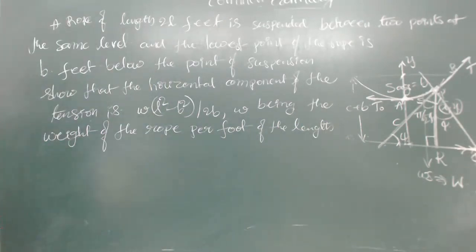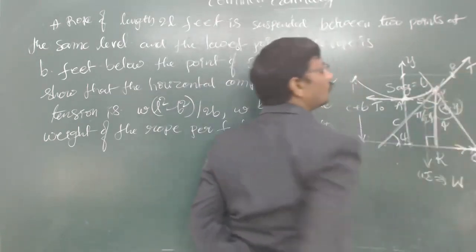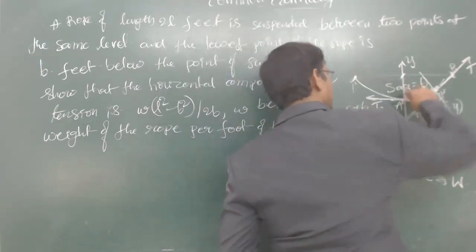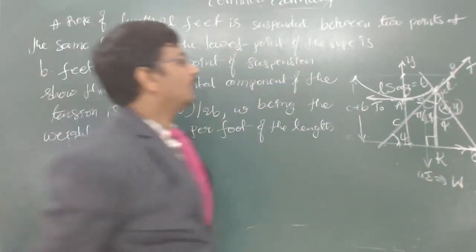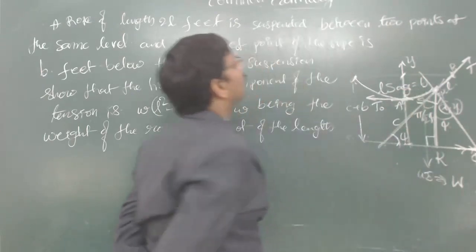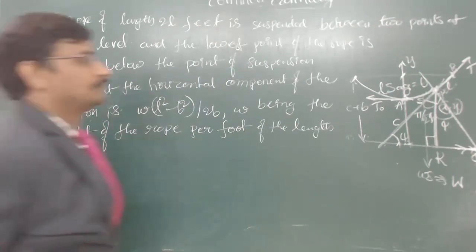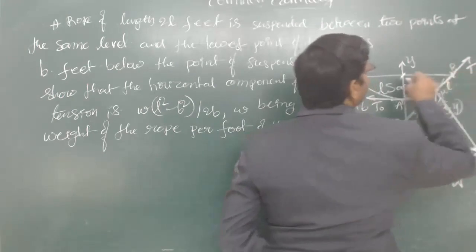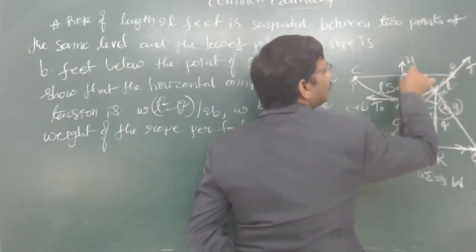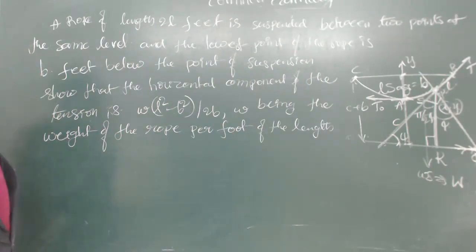Can you try to solve this? So here the length was given in feet, and from here to here that is 2L length. That means this part of the length is L and this part is L. The two points of suspension are at the same level, and the lowest point of the rope is B feet below the point of suspension. This is the sag, so sag was given as B.